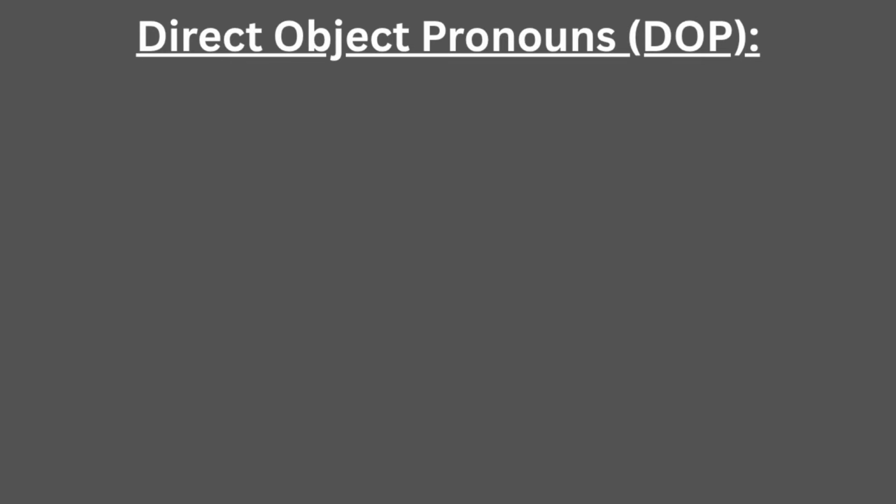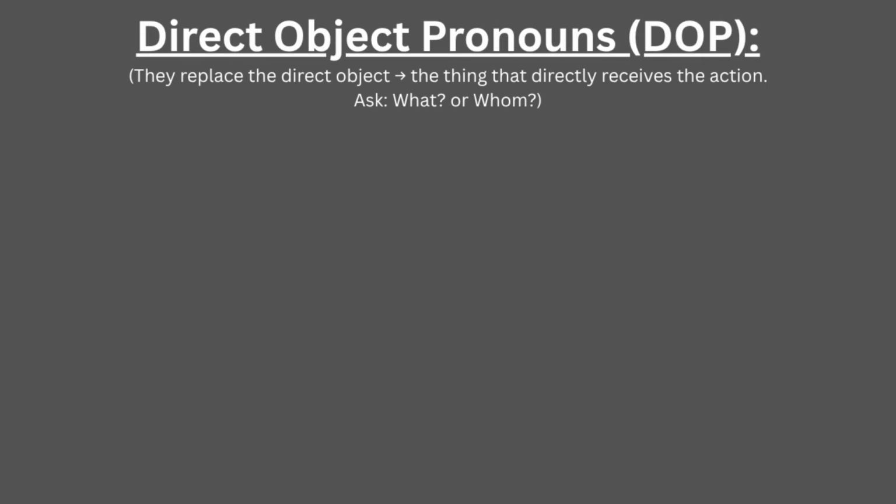Object pronouns in Spanish replace nouns that function as the object of a verb. Instead of repeating a noun, we replace it with a pronoun. Direct object pronouns replace the direct object of a verb. That is, the person or thing that receives the action directly. They also answer the questions what or whom.